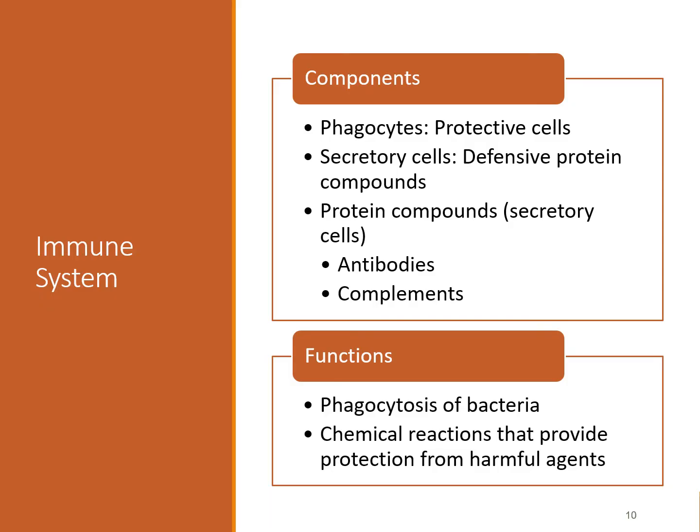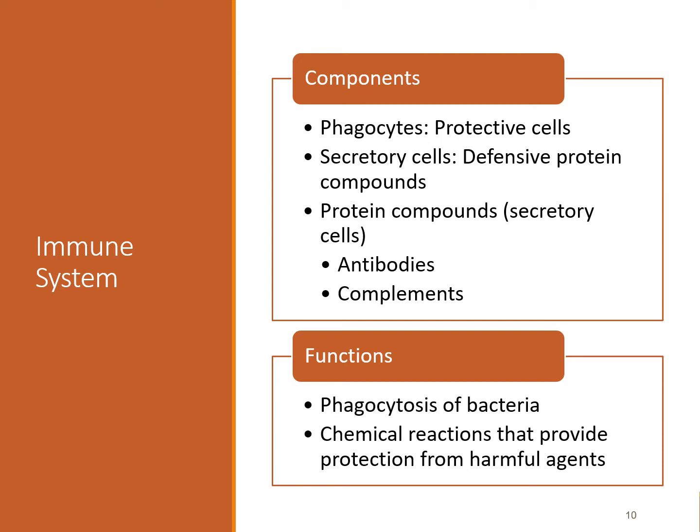In the future, we will talk extensively about the immune system, but for now, just familiarize with the components and the basic functions of the immune system. So the components of the immune system are phagocytes. Remember, we talked about phagocytosis. So phagocytes are those protective cells that engulf bacteria or other debris and digest them.